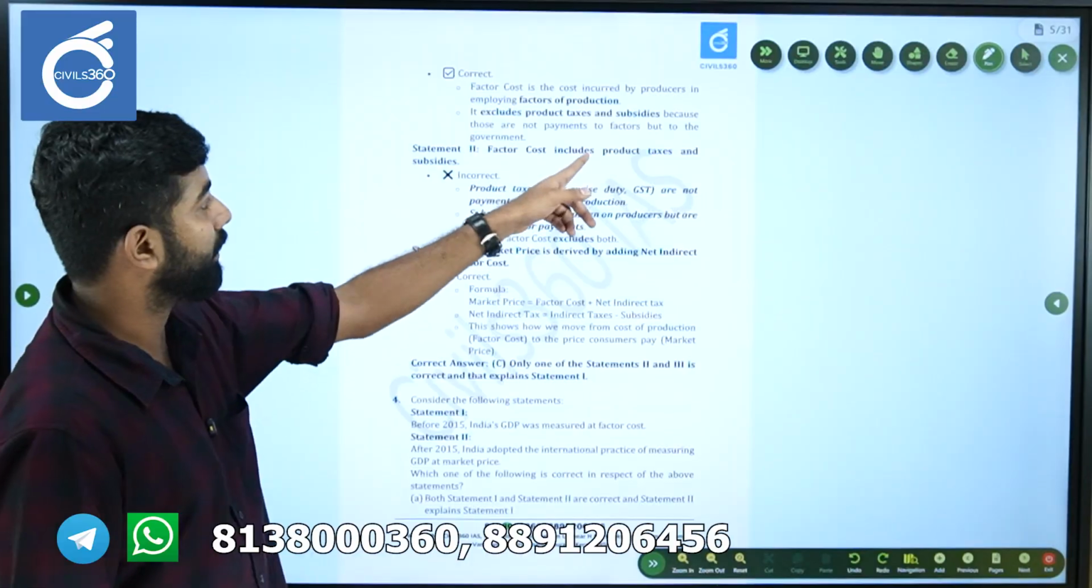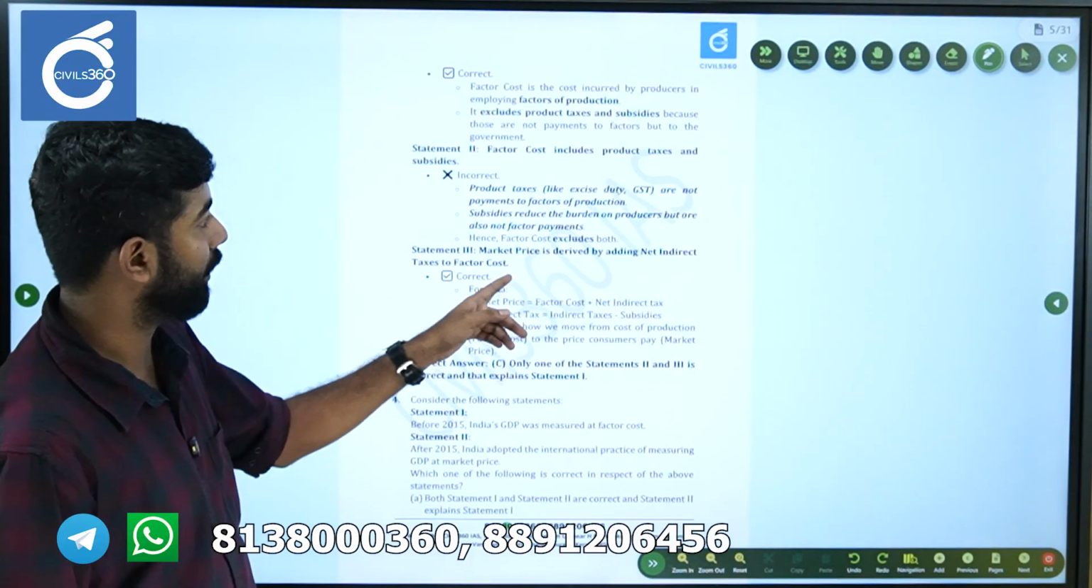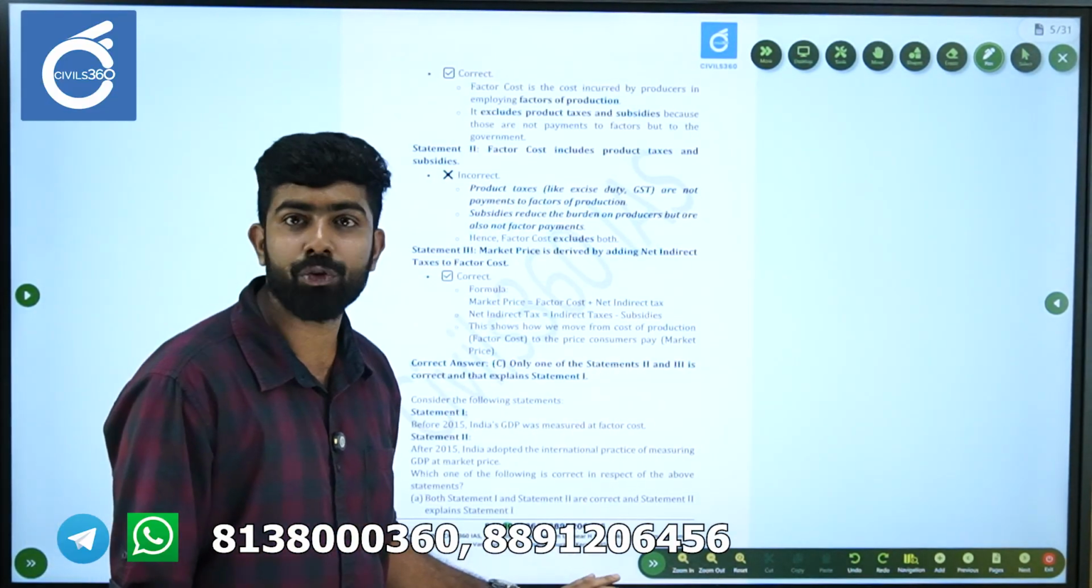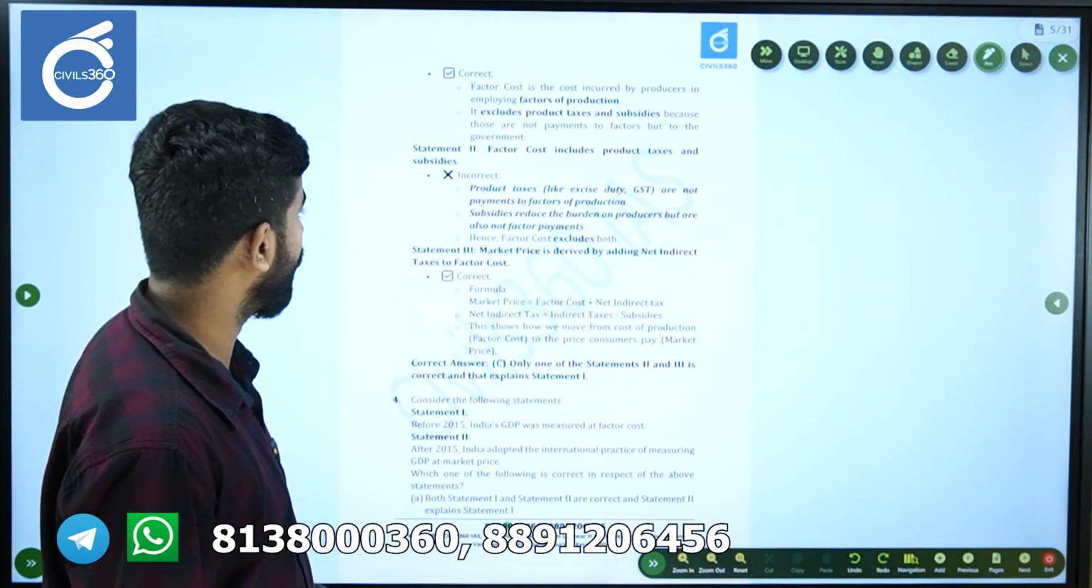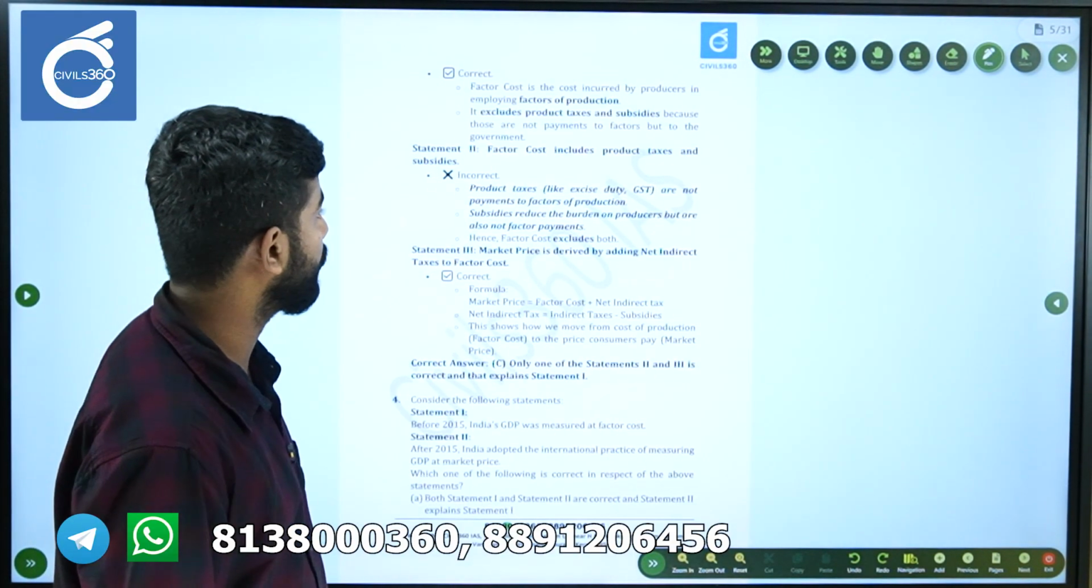So that is explained here. Factor cost includes product taxes and subsidies is actually wrong. Please read the key as well if you have any more confusion. Please understand those kinds of things.